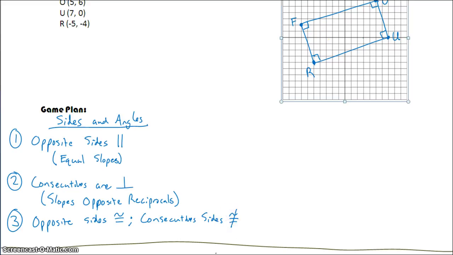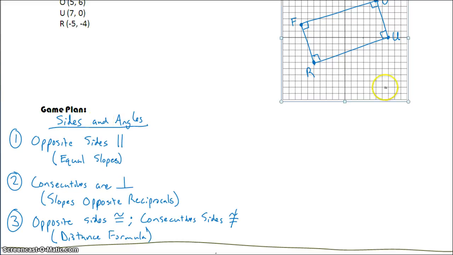So how would I prove that my opposite sides are congruent and my consecutive sides are not congruent? Well, I need to find the length of all 4 sides. To find the length in coordinate geometry, I'm going to use the distance formula. Now, that's not the only game plan I can come up with.